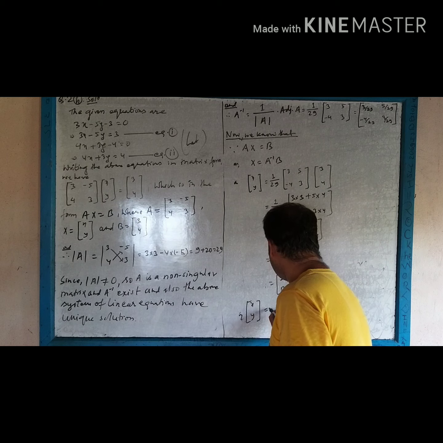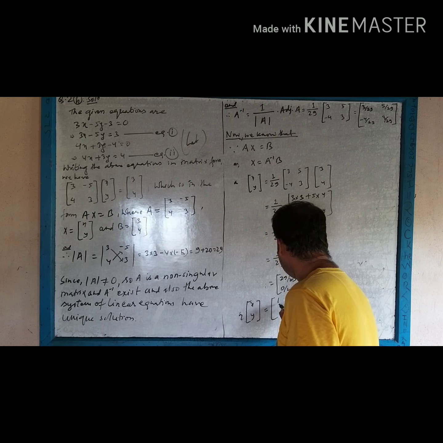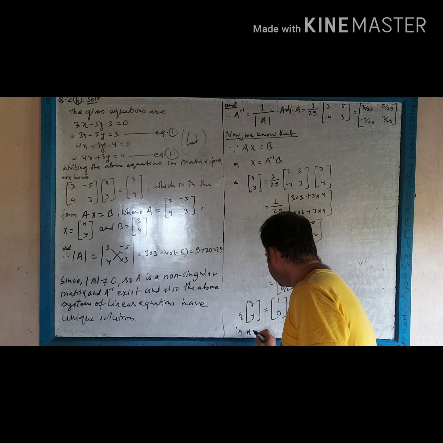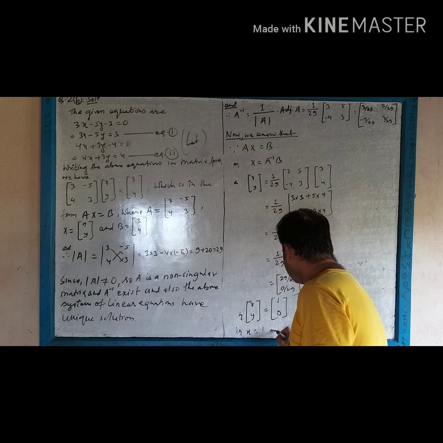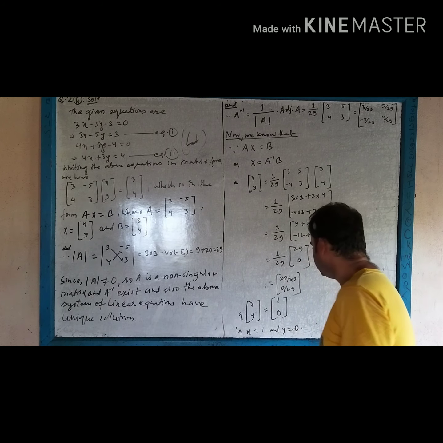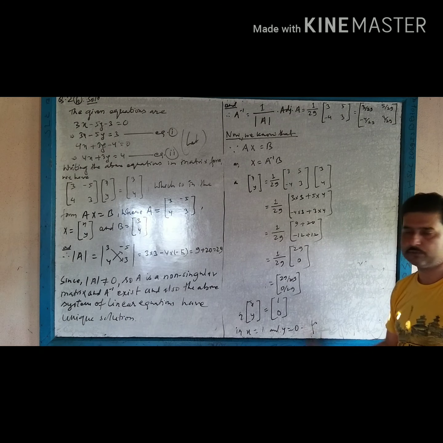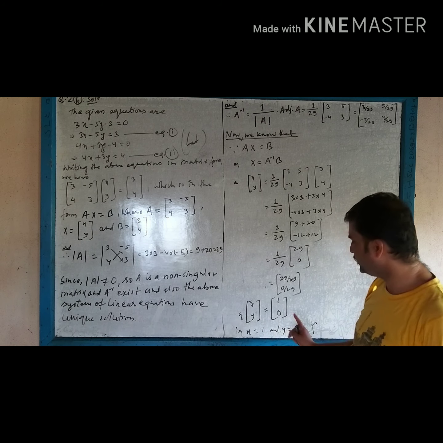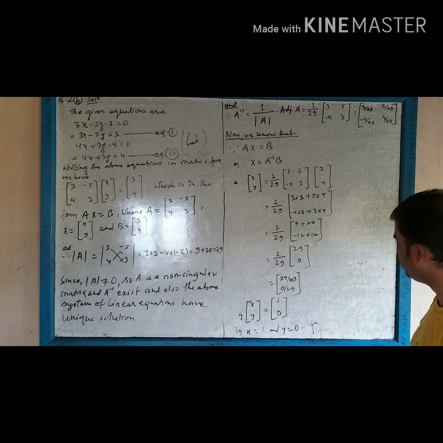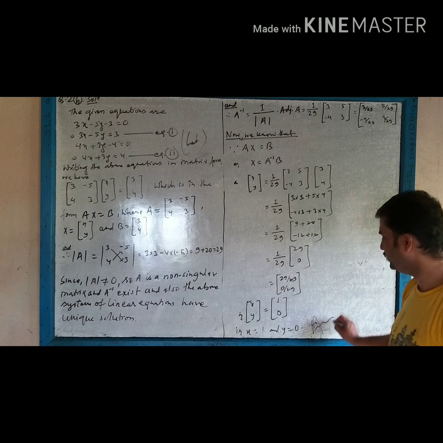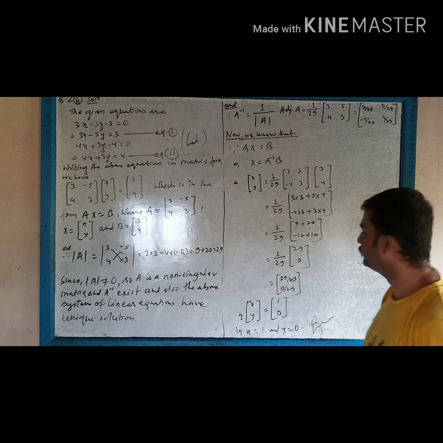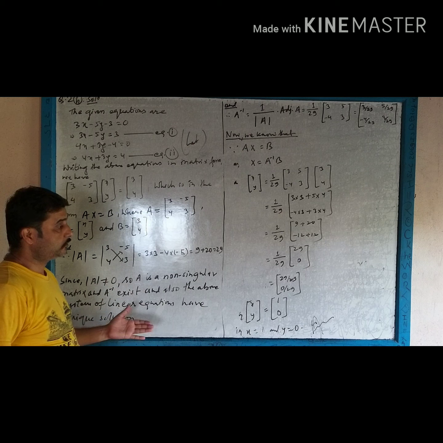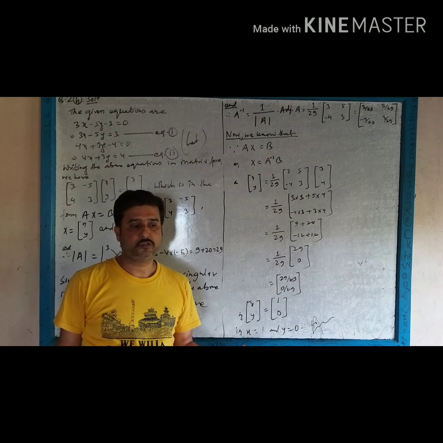So x, y is equal to 1 and 0. That is, x equals 1 and y equals 0. This is our answer. You can write: therefore the value of x is 1 and y is 0. So I have solved it. In this way you solve all the problems of simultaneous equations.